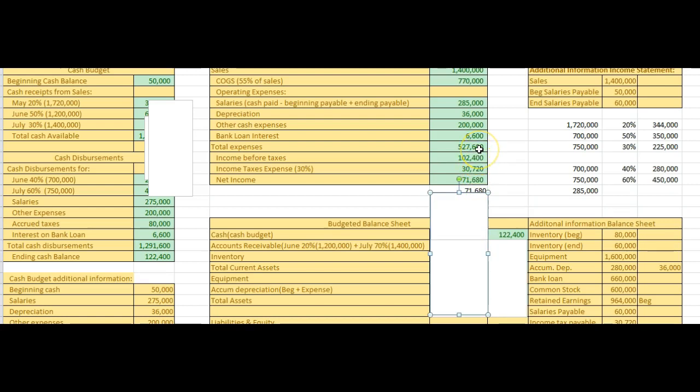of 527,000. Our income before taxes is 102,400, and our tax expense is 30%, so that's 30,720, and we have a net income of 71,680.